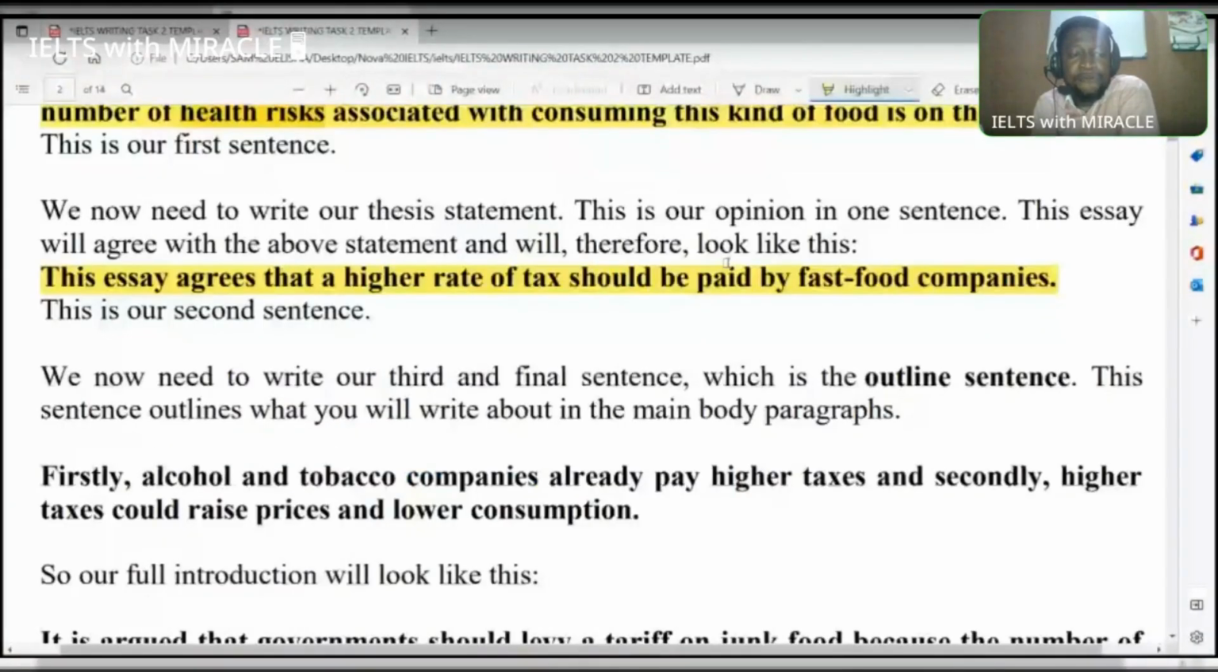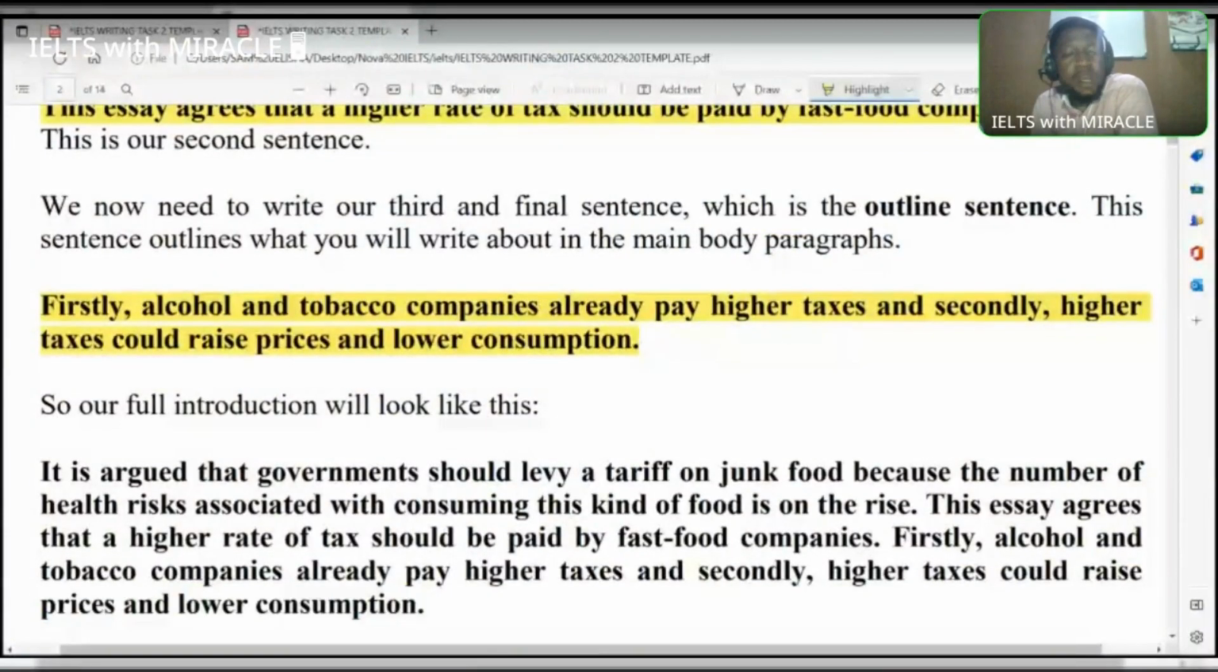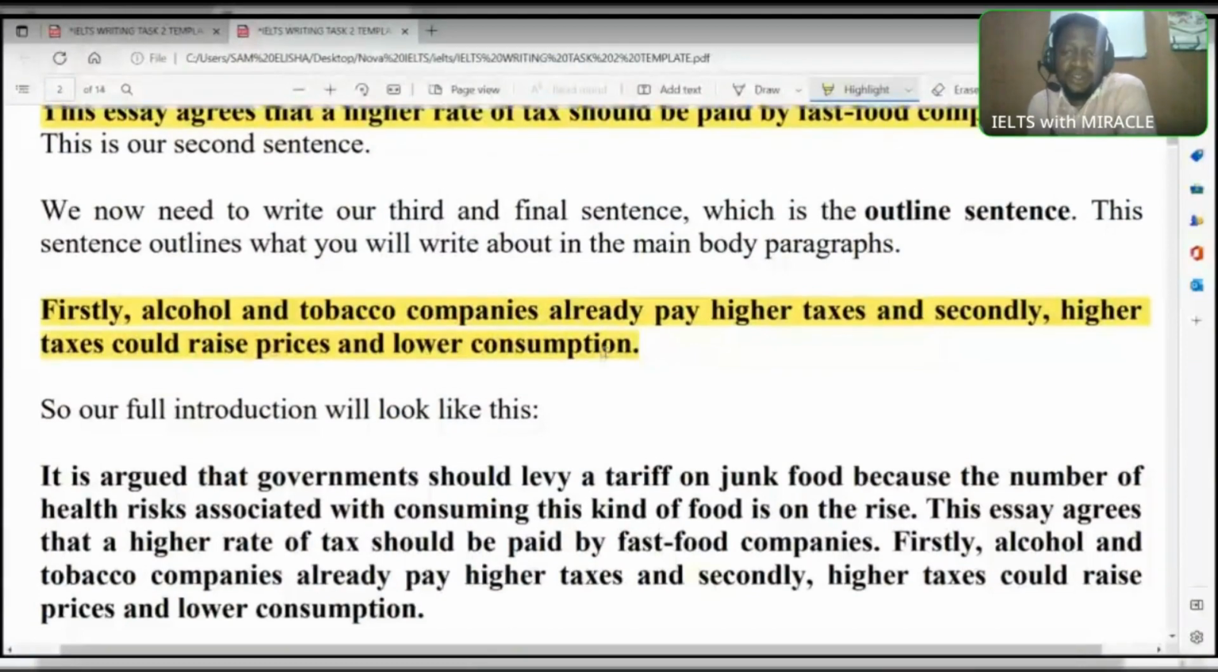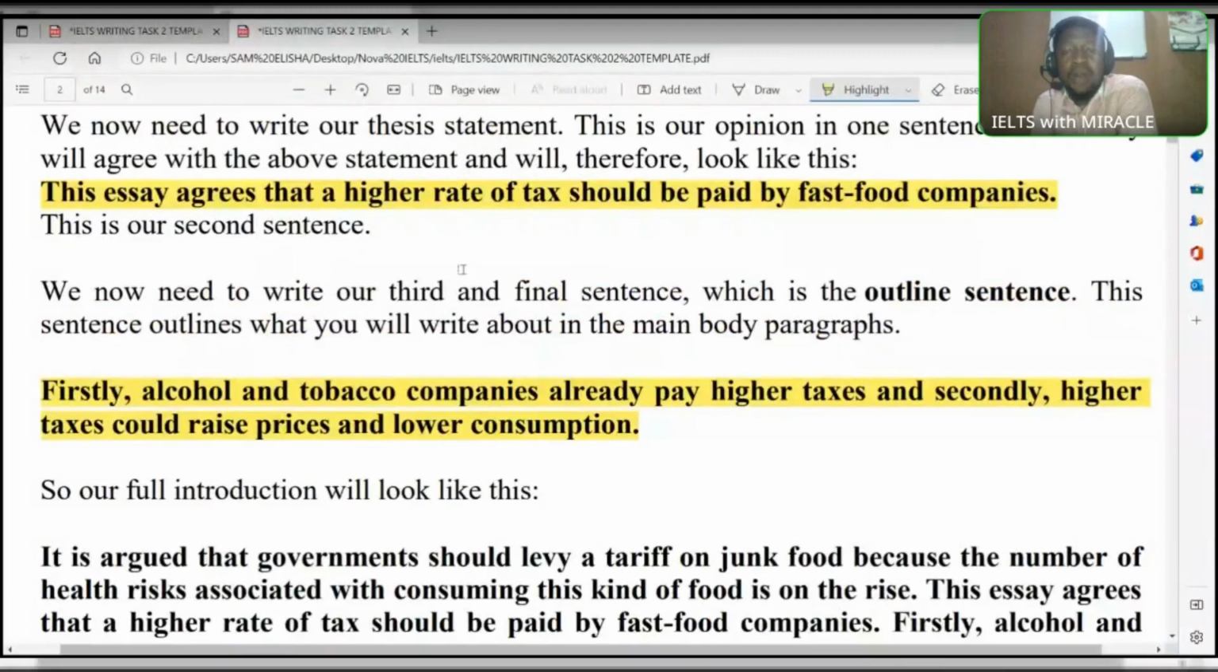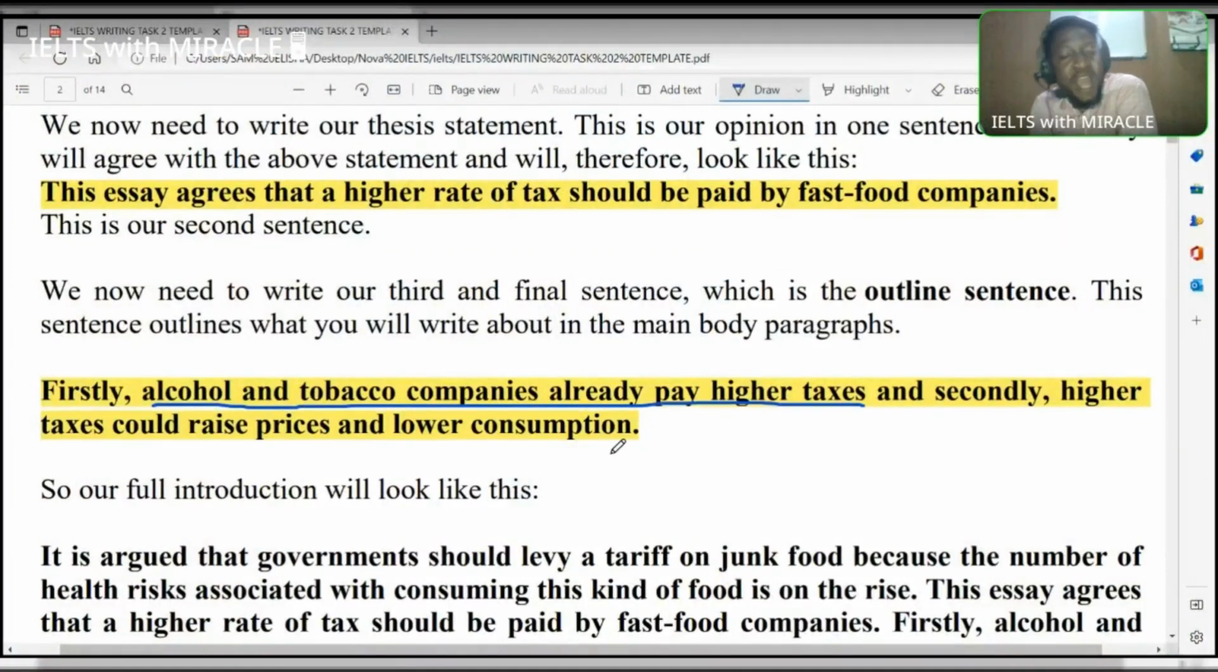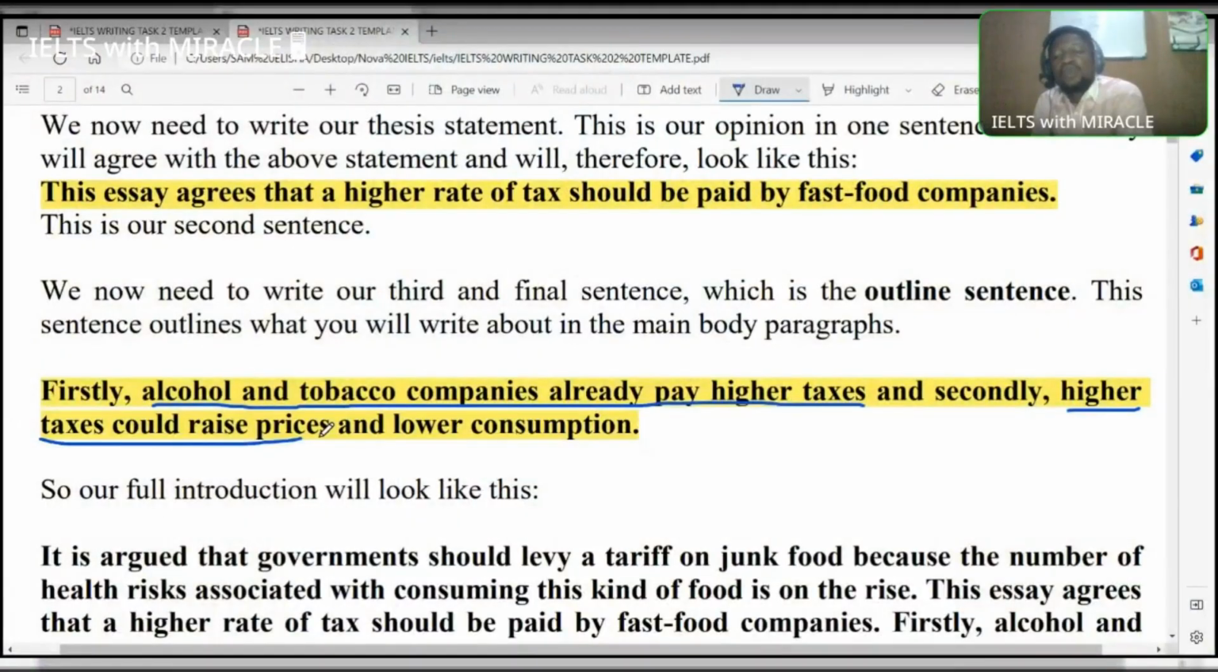Firstly, alcohol and tobacco companies already pay higher taxes. And secondly, higher taxes could raise prices and lower consumption. Now you see how I have drawn it. I have given my 2 points in the outline. Firstly, so this is my first argument: alcohol and tobacco already pay higher taxes, which I will discuss in the first body paragraph. And secondly, higher taxes could raise prices and lower consumption, which will be discussed in the second body paragraph.